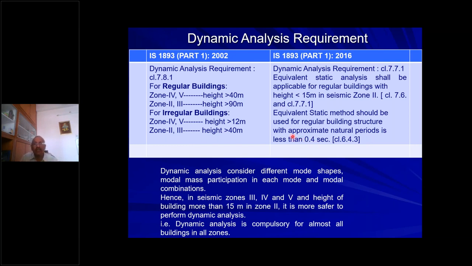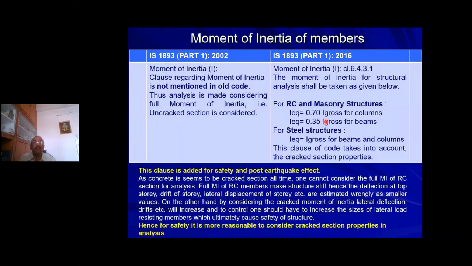So with these changes, most of the buildings will come under the dynamic analysis requirement. You cannot just carry out the equivalent static analysis and say that you have carried out the earthquake analysis. Okay, you have to satisfy these clauses. So that is why this has been made more stringent actually.